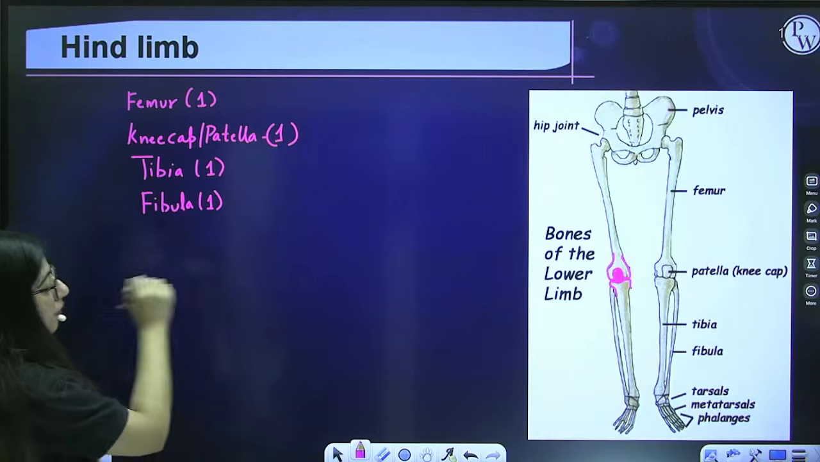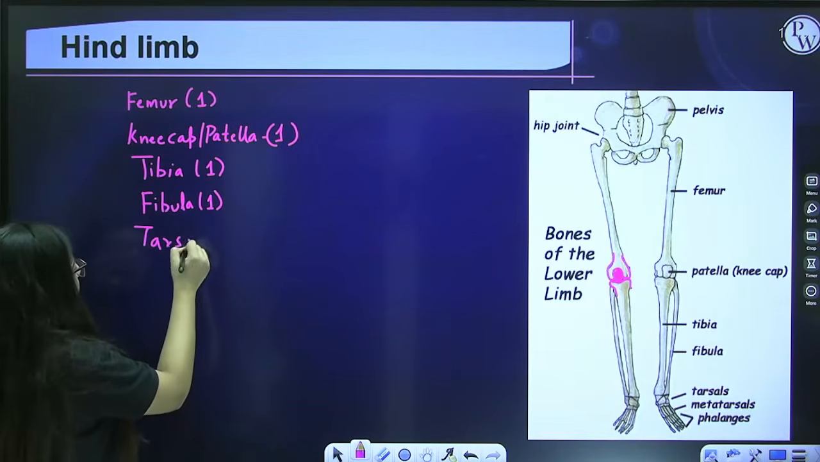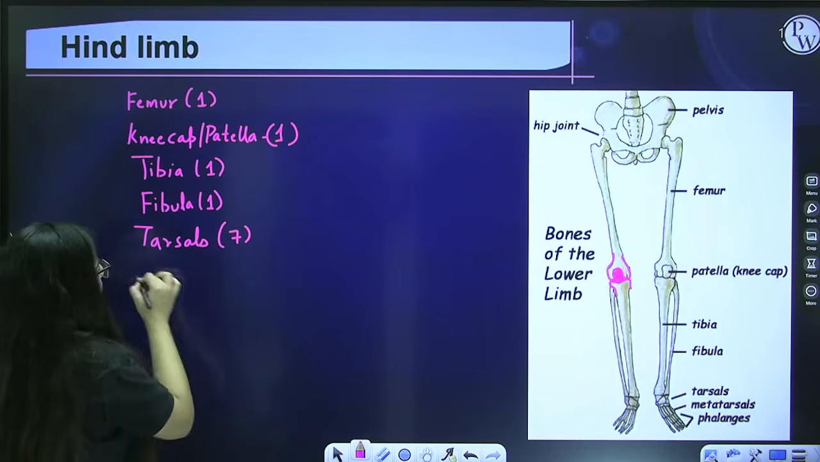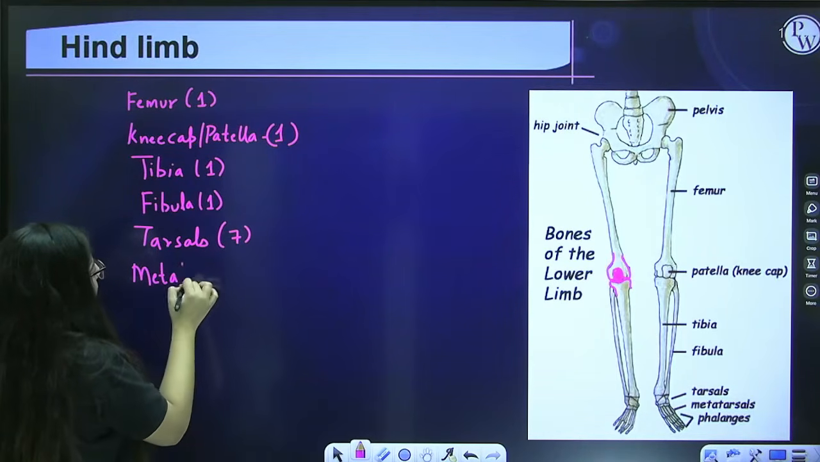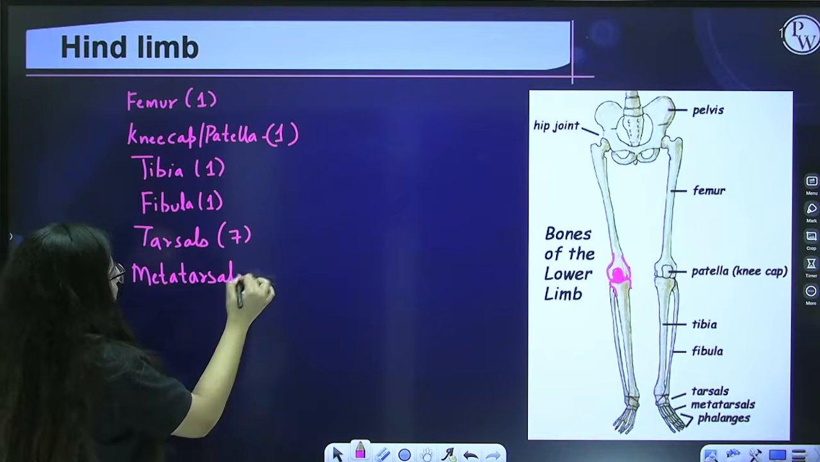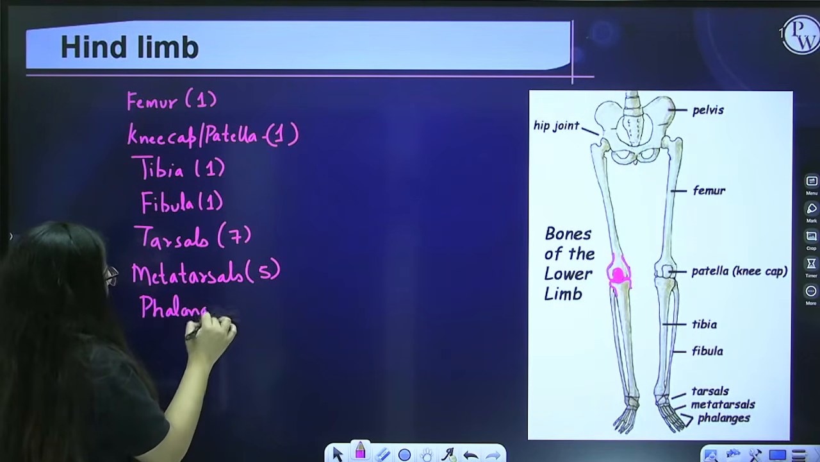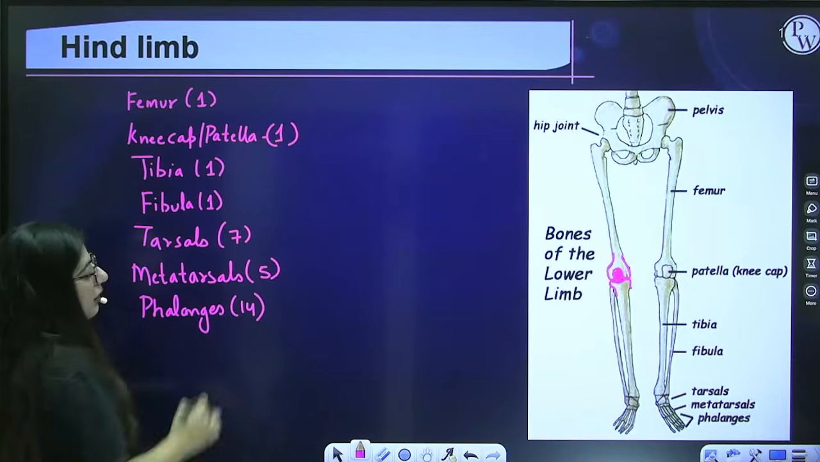Okay. Then after that we have tarsals. There we have carpals, which were 8 in number. We have tarsals, 7 in number. Then we have metatarsals, guys. Metatarsals, which are 5 in number. And then we have phalanges. Phalanges are total, again, 14 in number.